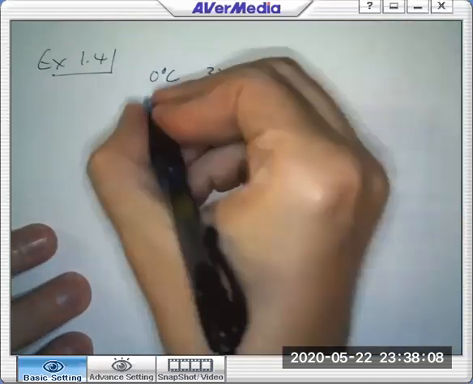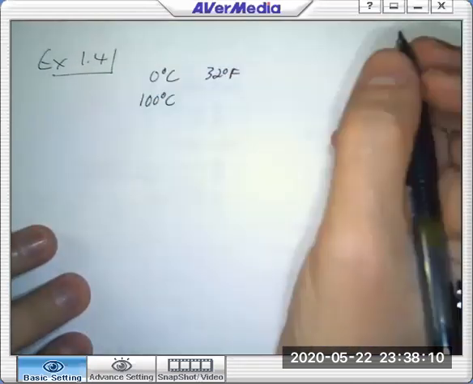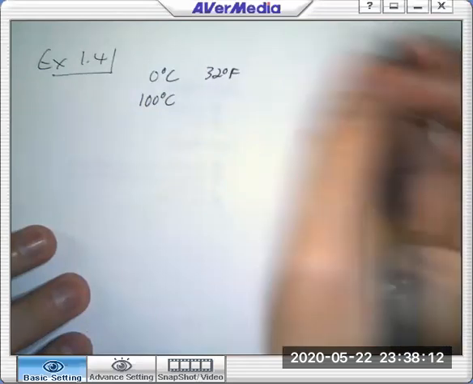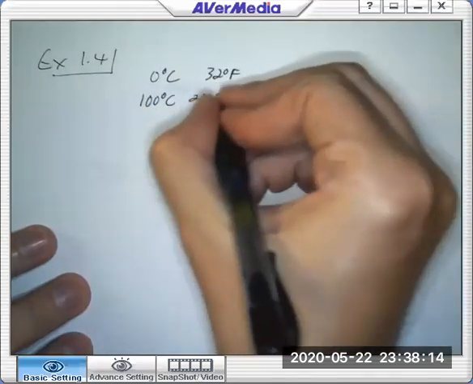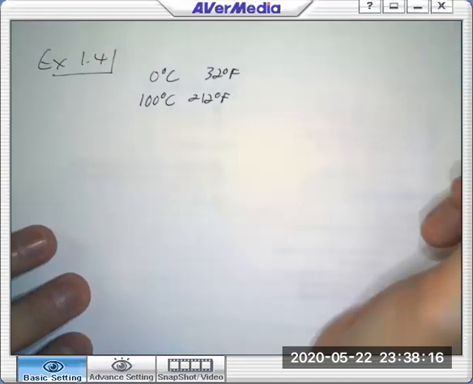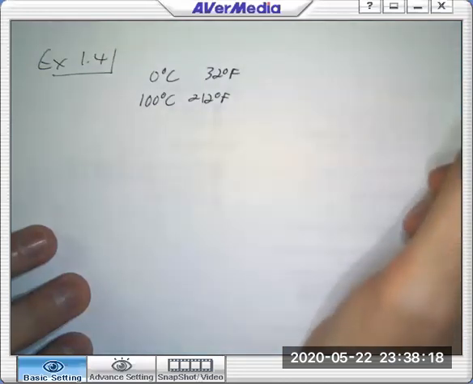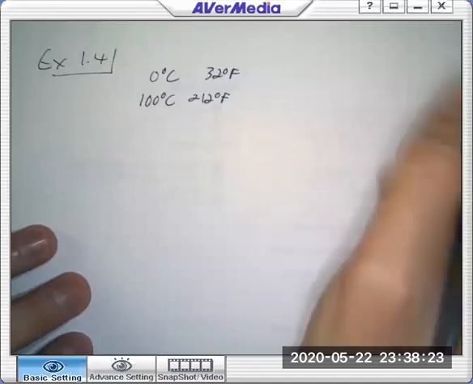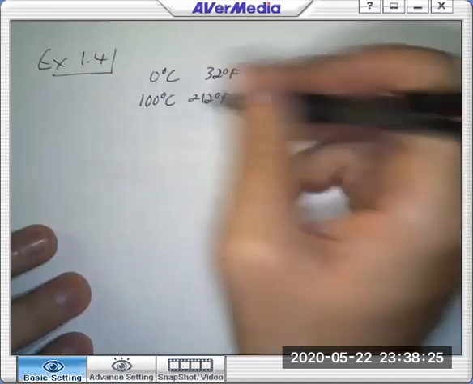Less common probably is the temperature corresponding to 100 degrees Celsius, which is 212 Fahrenheit. It's unlikely you've experienced 212 Fahrenheit, although you probably have used stoves where the temperature goes above 300, 400, 500 Fahrenheit, depending on what you're trying to cook. So 212 is the boiling point of water.